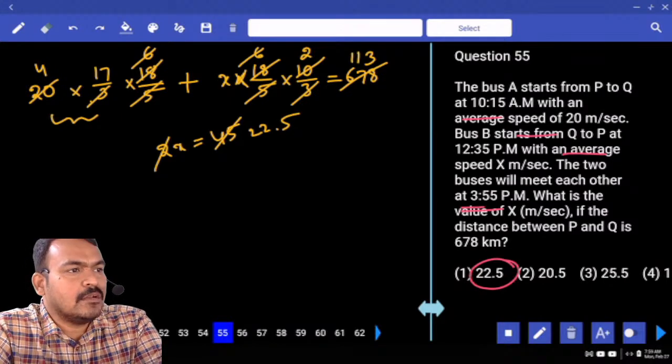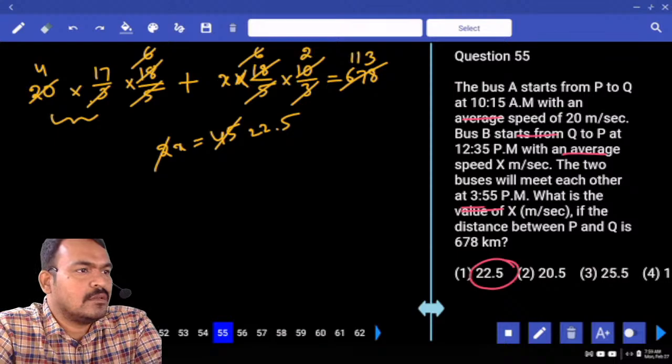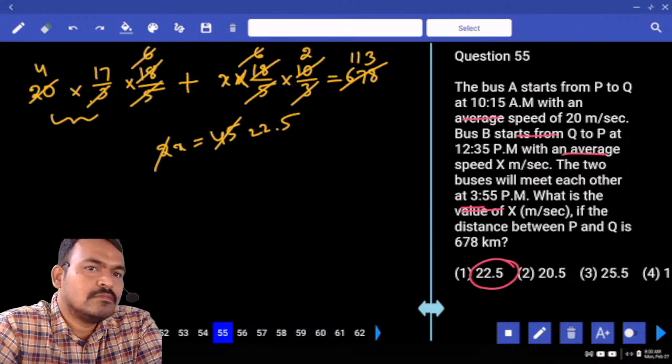20 meter per second, meter per second is multiplied by 18 by 5. We get the speed in kilometer per hour. And time is given in hours.